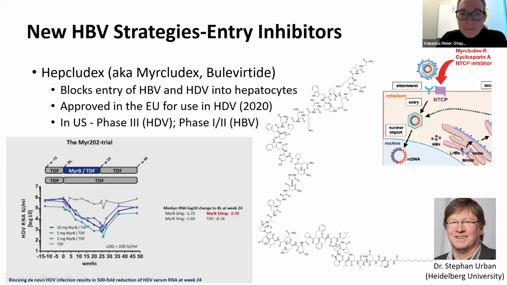These slides are actually from the International Hep B meeting that just happened in September. But an entry inhibitor. So Dr. Stefan Urban was doing work on figuring out what part of that surface protein is necessary for entry into the cell. And he ended up making a mimetic of that, shown here, that can then block entry of hepatitis B. So you can actually block both hepatitis B and hepatitis D.